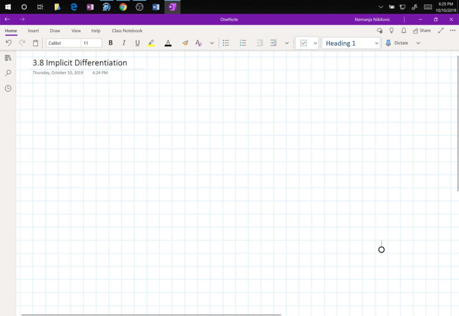Hello and welcome back to Calculus 1 section 3.8 on implicit differentiation. And now we get to use that chain rule we learned last time in every problem.